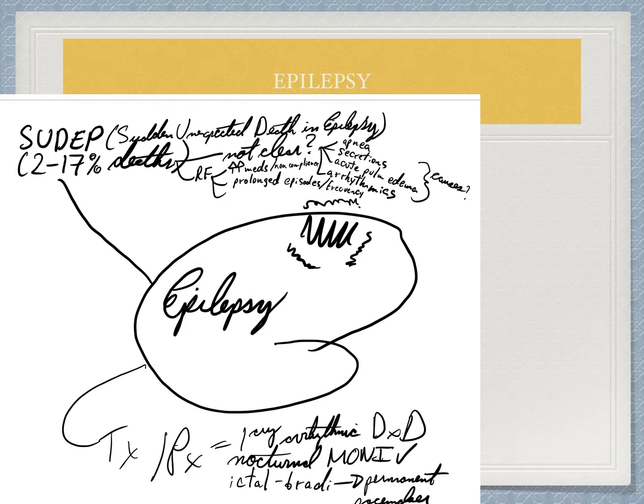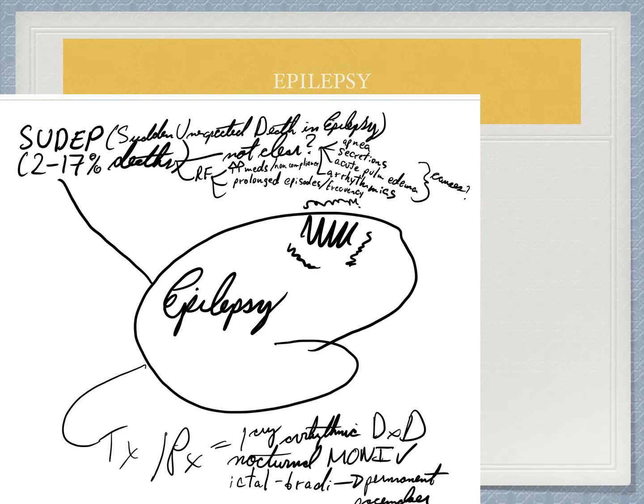Cause is not that clear. It may be apnea, respiratory secretions, acute pulmonary edema, or arrhythmias. Risk factors are increased number of meds used to control this, non-compliance of the patient for using medications, prolonged episodes or increased frequency of episodes.